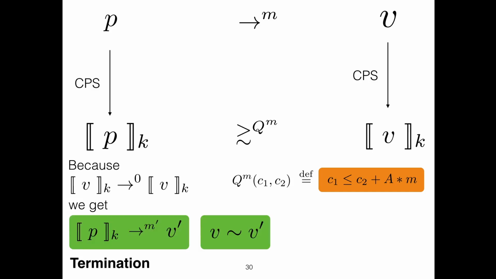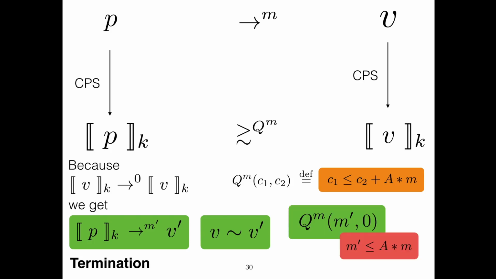Therefore, because the translation of E steps to itself with 0 steps and it is a value, from the definition of the logical relation, we get that the translation of P steps with m prime steps to a value V prime that is equivalent to V. But now, we also have that m prime and 0 are related by Q to the m. From that, we obtain that m prime is less or equal to A times m, which establishes that running time is preserved.